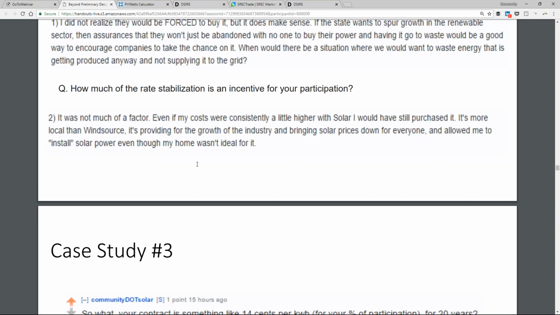And this customer is saying, I don't really care about the hedge. Rate stabilization is not why I'm doing this. Even if it ends up costing me a little bit more money, whatever, I still would have done it. It's more local than wind source, and it's promoting solar, and it makes me feel like I'm doing something, and so that's why I'm doing it. And so I think that made a pretty good profile of this customer.